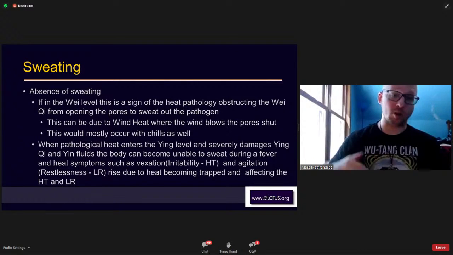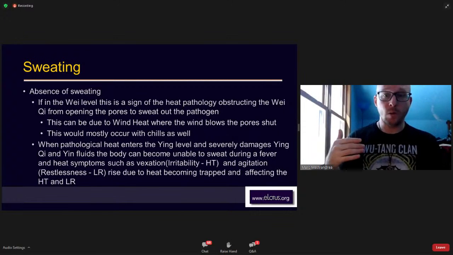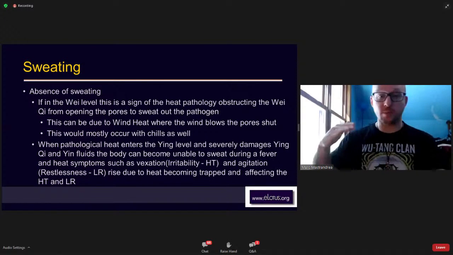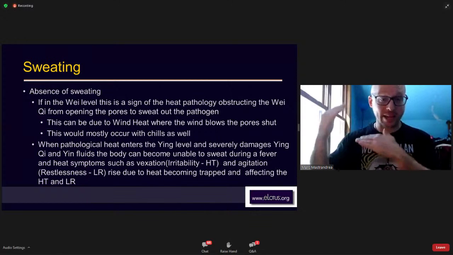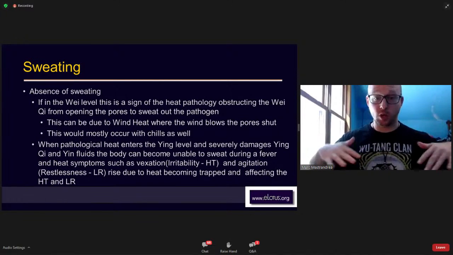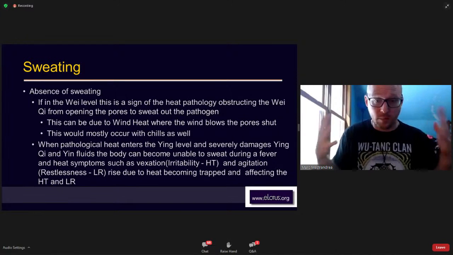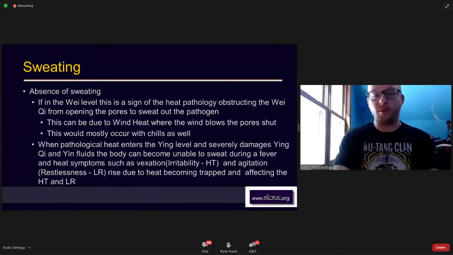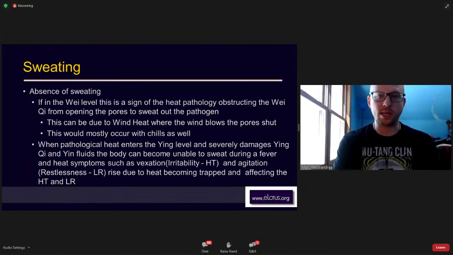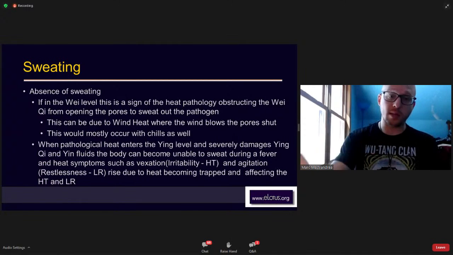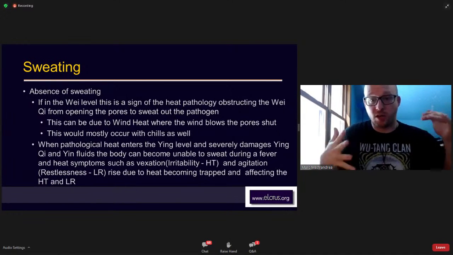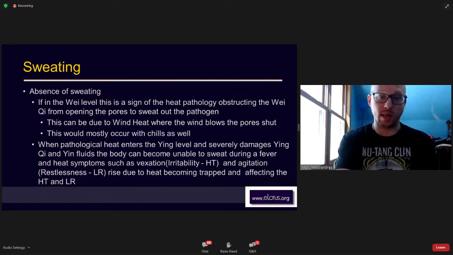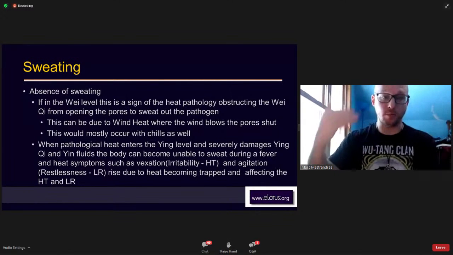This kind of sweating can all be due to wind heat. But if the wind blows the pores shut or the heat blocks the Wei Qi from opening and regulating the pores, you might not sweat, right? You might find that the person isn't able to sweat. If there's more wind in this, they can tend to have more chills, right? If you have more damp heat, you're not really in the Wei level, you probably won't have the chills. But with wind heat, you'll have more chills because the wind is blowing, right? And then it can block the pores, it can block Wei Qi from moving in the vessel. Remember, the chills come mostly when the movement of Wei Qi is blocked, right? That's generally when this happens because it can't warm the muscles, right?